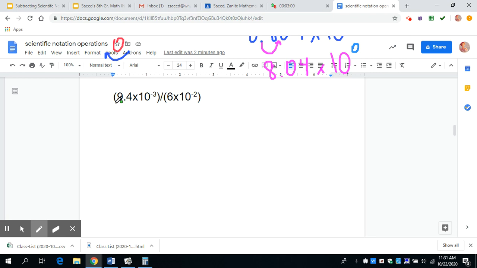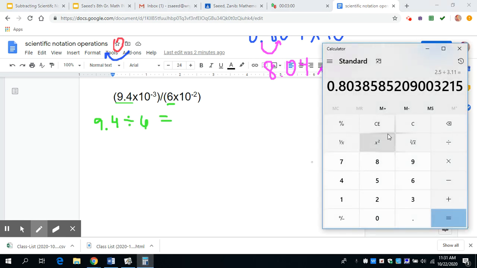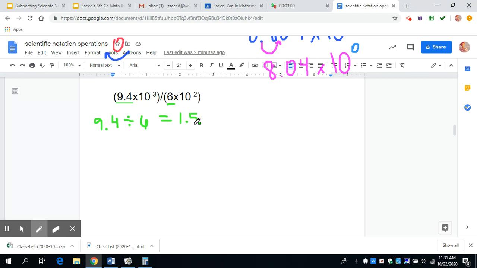You need to divide your coefficients. So you're doing 9.4 divided by 6, which gives you, let's just round it, 1.567. Let's just do that. Okay? And again, when it comes to division and your exponents, you are subtracting your exponent, so minus a negative 2.